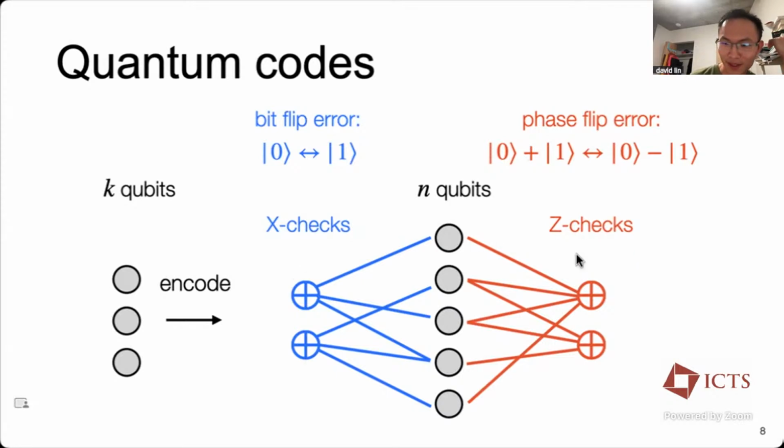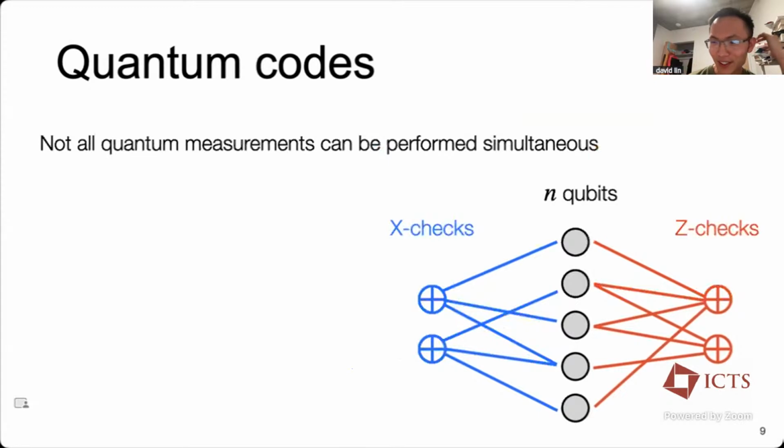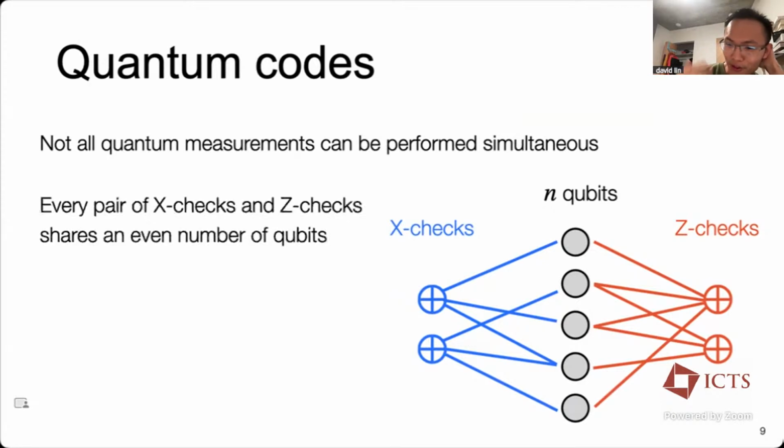Okay. So far it's pretty similar to a classical code. But an important difference is that not all quantum measurements can be performed simultaneously. What I mean is that to perform error correction, you have to measure the syndrome. And the way you do that is to measure some of these X checks and Z checks. But it's not like any combination will work. Only certain ones make sense. So there's some extra condition they have to satisfy.